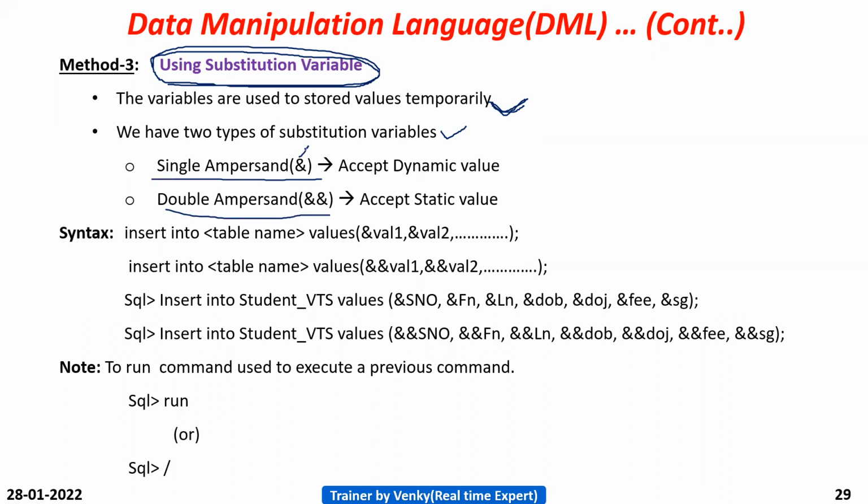So this symbol, we can mention it as "and", right? Like A and B, we can say like that. But in our Oracle SQL terminology, that is called single ampersand. If you mention two, that is called double ampersand. Single ampersand accepts the dynamic values. Double ampersand accepts the static values. That I will explain you though.